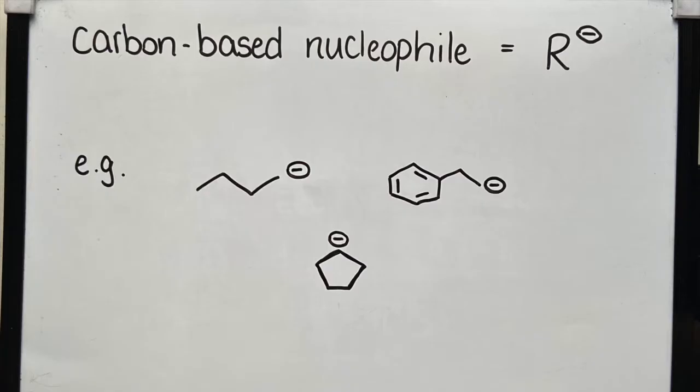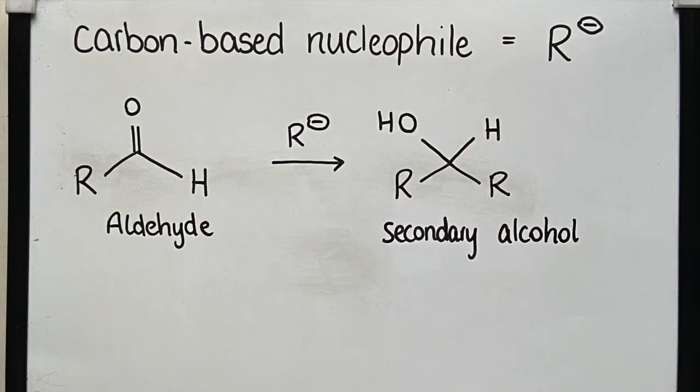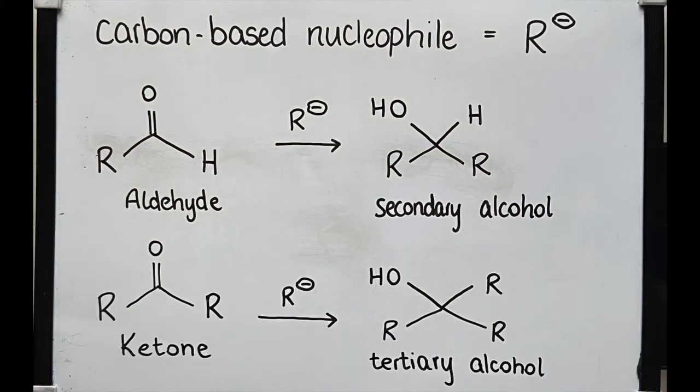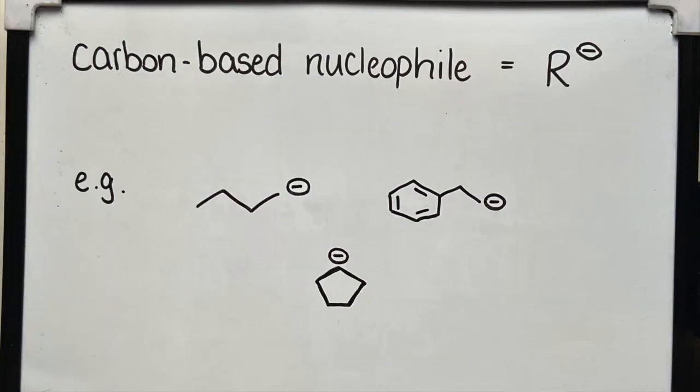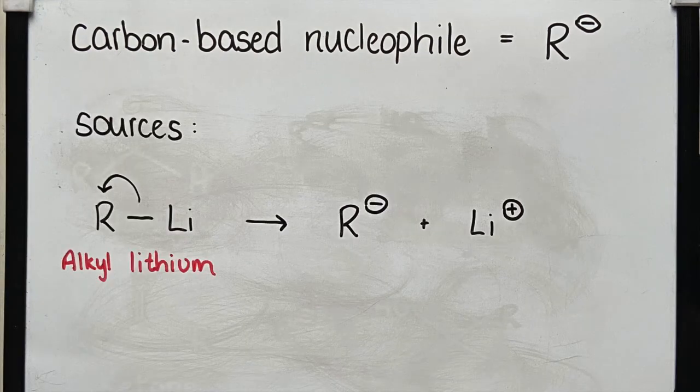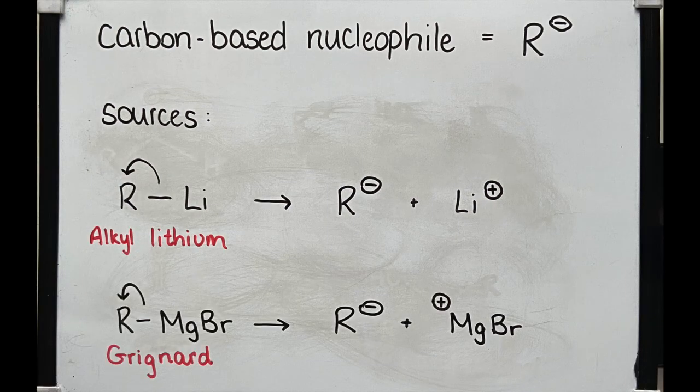How would we add a carbon-based nucleophile, which we represent as R-? Adding a carbon-based nucleophile to an aldehyde would generate a secondary alcohol, while addition to a ketone would generate a tertiary alcohol. To generate this R- species, organometallic reagents are used, specifically alkyl lithium reagents or alkyl magnesium reagents, which are more commonly known as Grignard reagents.